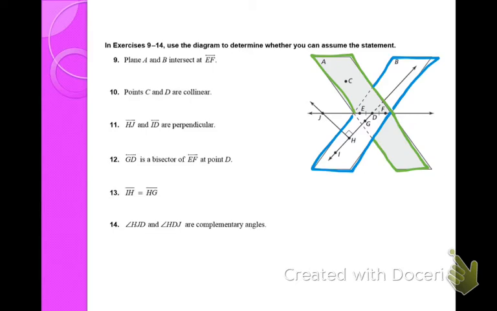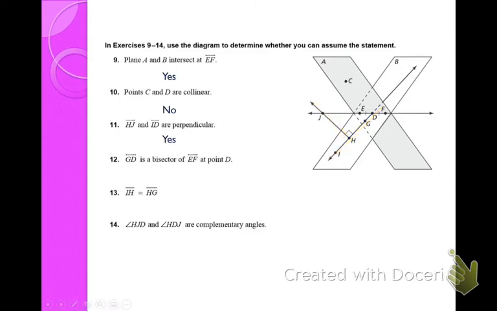Plane A and B intersect at line EF. That is true. So yes, you write yes. Points C and D are collinear. What does collinear mean? On the same line. So yes or no? No. H, J, and I, D are perpendicular. So H, J is this ray. Then I, D, do they intersect and form 90? Yes.